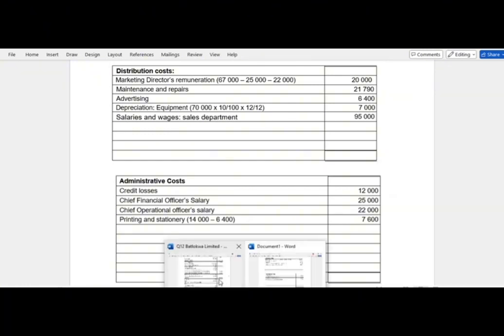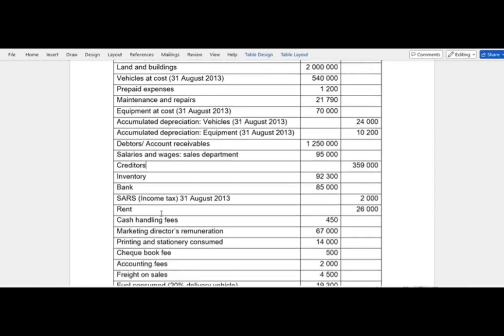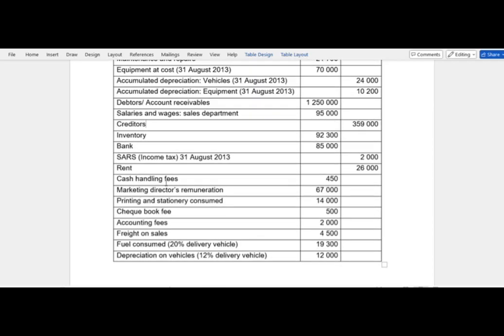And then let's proceed. As we proceed, rent we agreed is an income, and then we've got cash handling fees and checkbook fee. Checkbook fee and cash handling fee are bank charges, which go to distribution cost. So let's go and record bank charges right there.